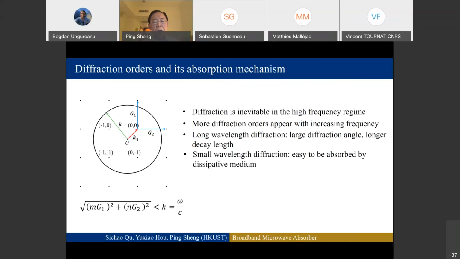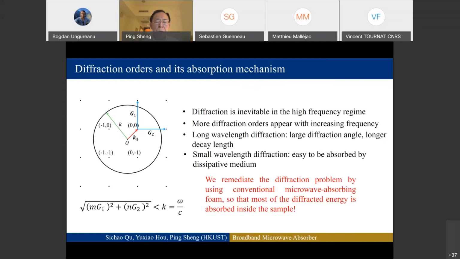For the shorter wavelengths, you have much more diffracted energy, but they are easier to be absorbed by a dissipative medium. So what we do is we absorb these diffracted orders by using conventional microwave absorbing foam. Because you notice in our structure, we have a checkerboard structure, and there are a lot of empty spaces in between. So on the top layer, we can put in the foam patches. We are not going to waste this space. So we put in the foam patches, and they perform extremely well, okay? So they absorb all the diffracted energies inside the sample.